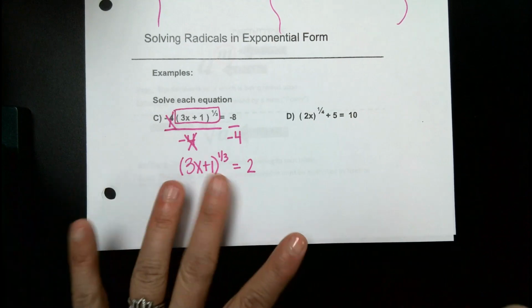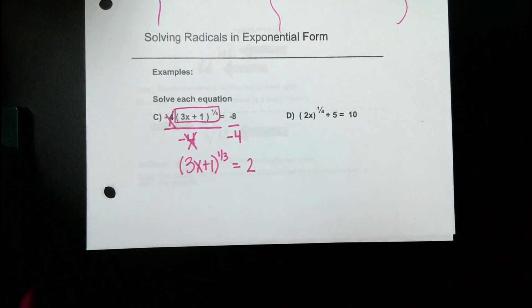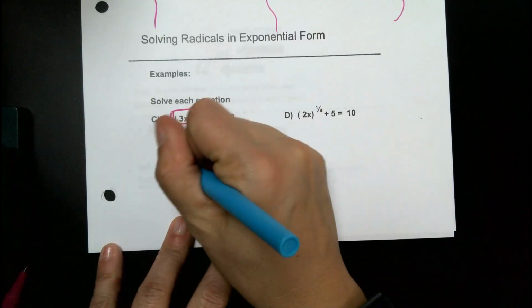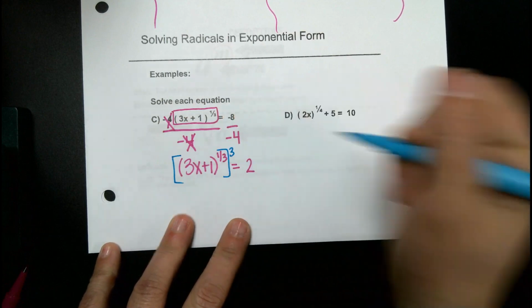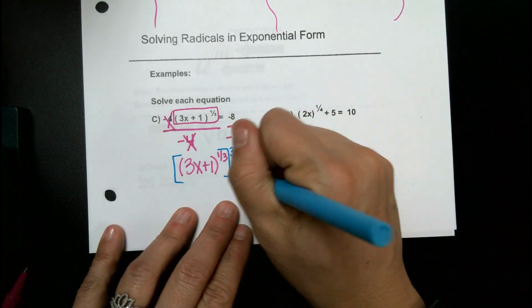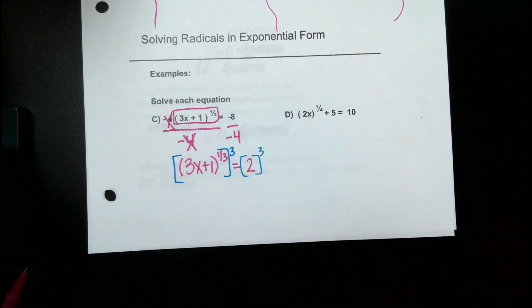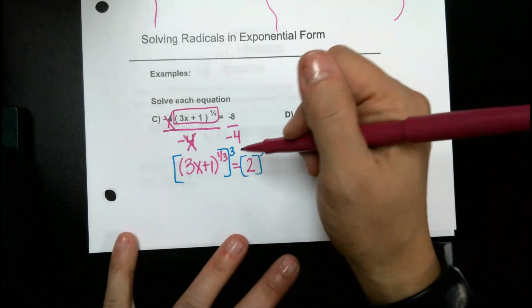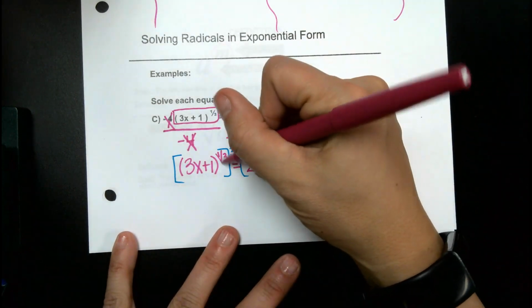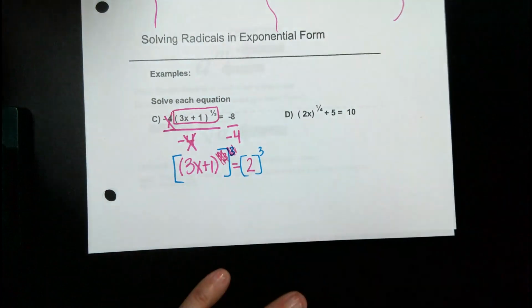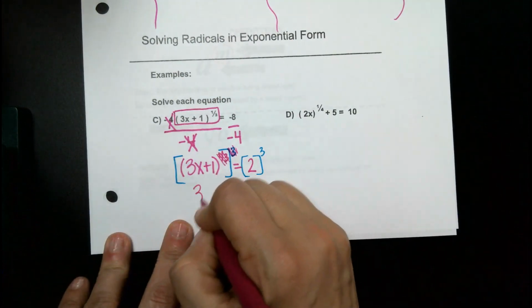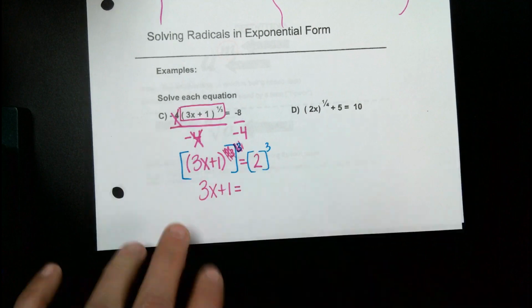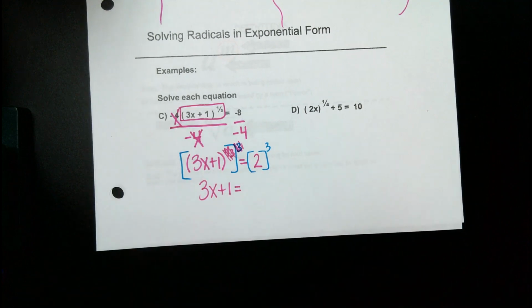So then now, is this isolated? Yeah. So now can we go ahead and raise that to the 3rd power? And if I raise that one to the 3rd, I have to raise the 2 to the 3rd. Okay, so look, watch. This 1/3 is canceled out by the 3. They cancel each other. So you're left with 3x plus 1 equals, and then what's 2 to the 3rd power? 8.